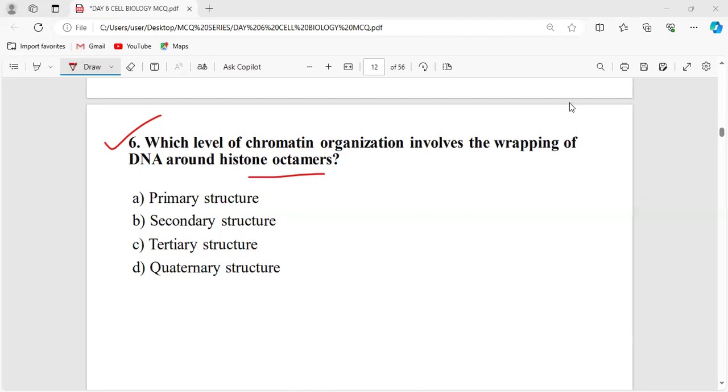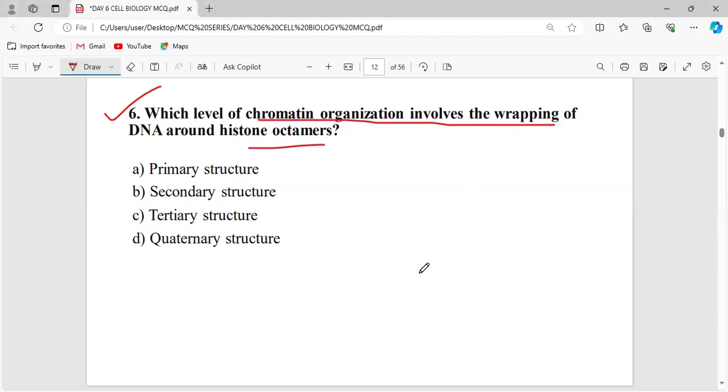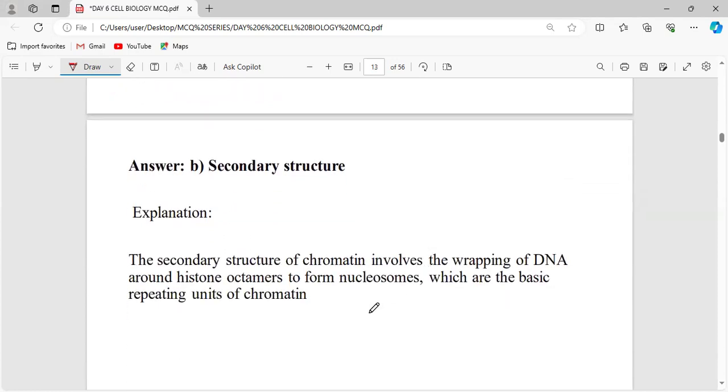Which level of chromatin organization involves the wrapping of DNA around the histone proteins? That will be the secondary structure. And what are nucleosomes? This secondary structure of chromatin involves the wrapping of DNA around the histone octamer. Always the histone occurs in the octameric form. Kindly make a note of it. This is an important statement. And when it wraps the DNA, it converts it into nucleosomes.